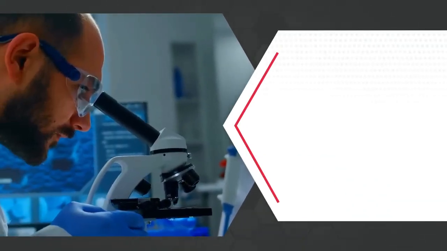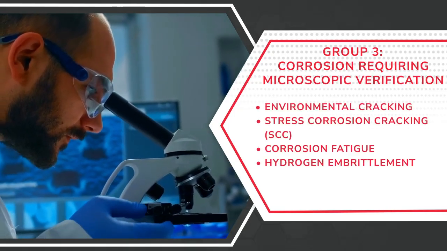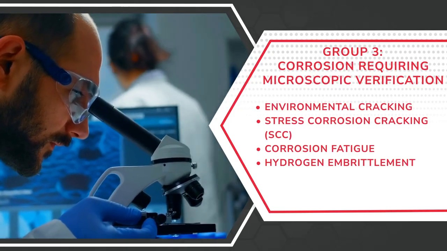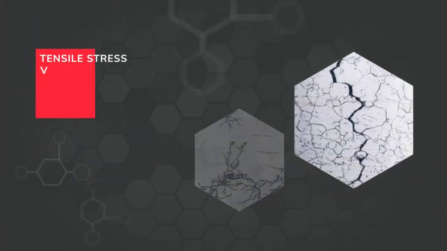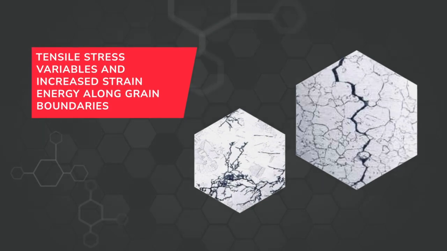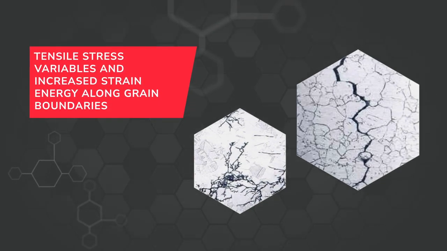Finally, there are forms of corrosion that require microscopic verification. These are the most serious types of corrosion because they cause cracks to form and can lead to structural failure from overload. Tensile stress variables and increased strain energy along grain boundaries are likely to cause this type of corrosion.